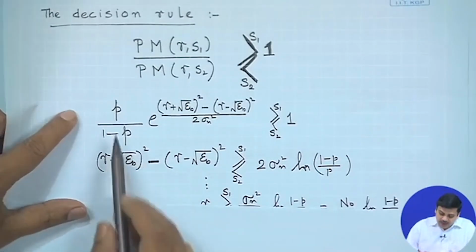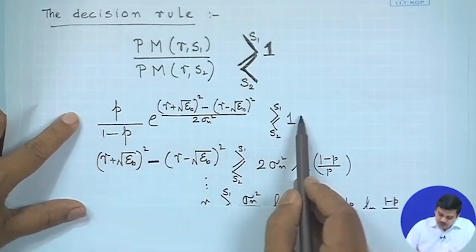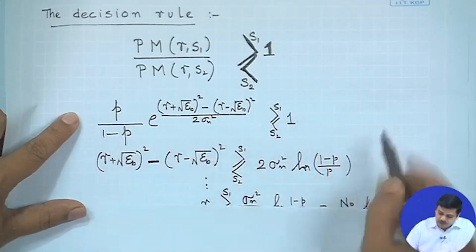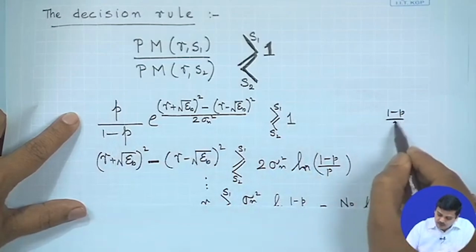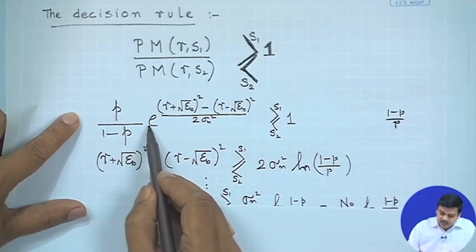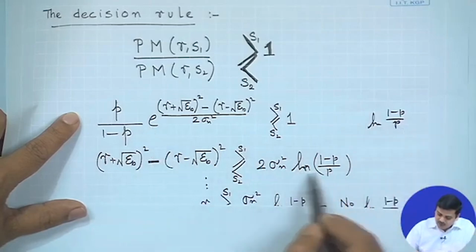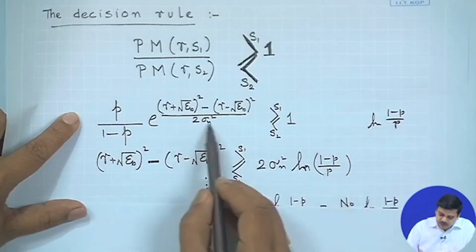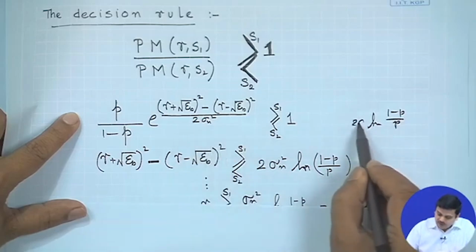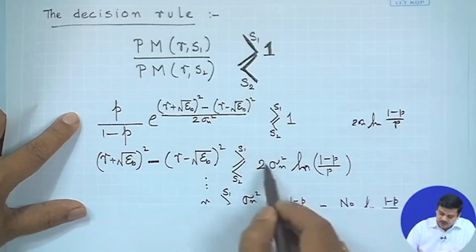So, what we have in the next step is 1 minus P upon P. Since this is an exponential, when it goes to the right hand side, you have an ln. So, you have this term ln of 1 minus P upon P, and this denominator 2 sigma n squared is getting multiplied. So, we have this term.